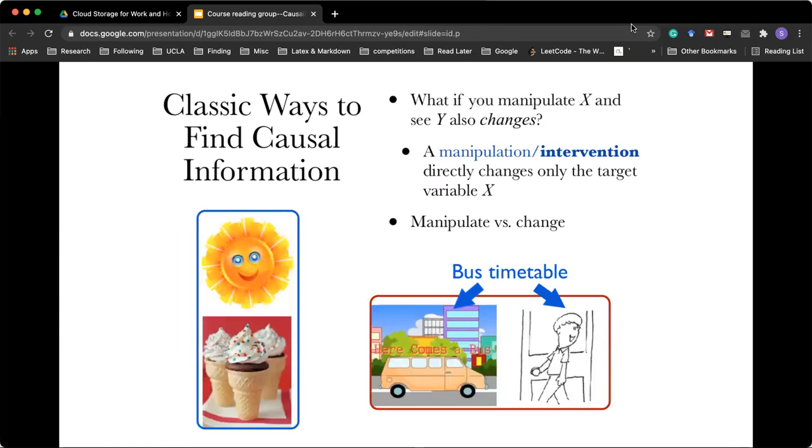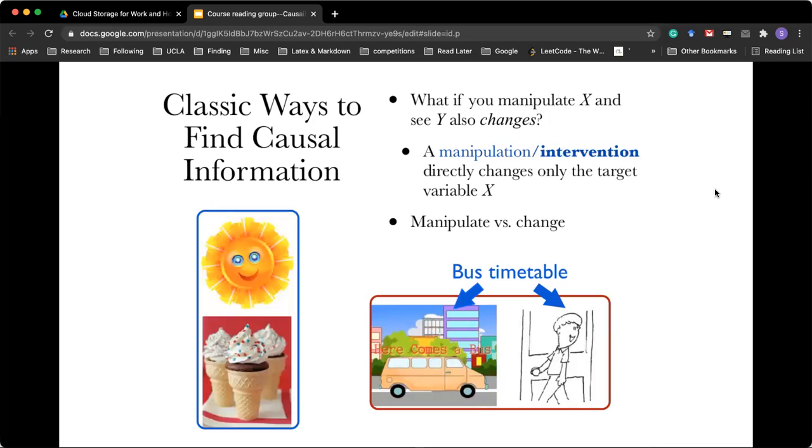And here, there are some classic ways to find the causal information. Let's say the left case is that we have two variables. One is the weather, maybe the temperature, and the second is the sales of ice cream. We can observe that if the weather is hot, then the sales of ice cream are also high. This is what we can observe.